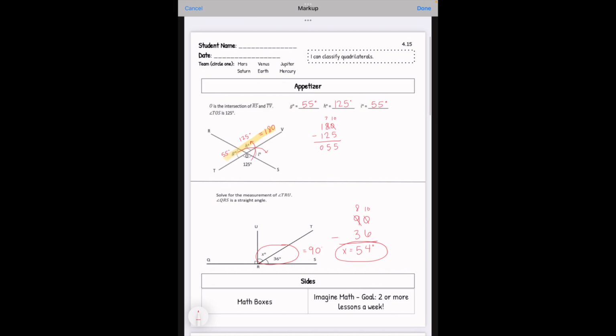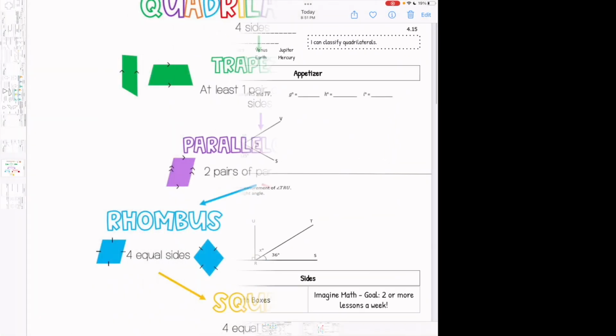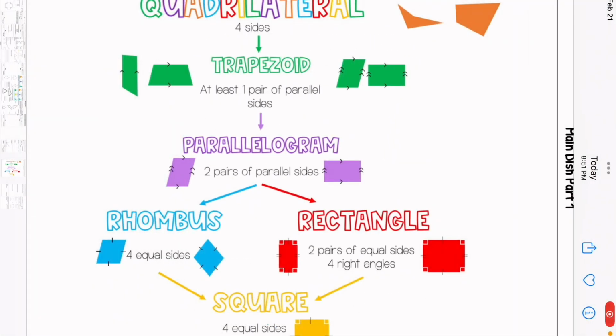unit. So your last lesson you were talking all about classifying different types of triangles, and in this lesson we're going to be talking about classifying different types of quadrilaterals. So your first main dish is actually nothing for you to even write on. It's just us going through the different types of quadrilaterals and what makes certain types of quadrilaterals.